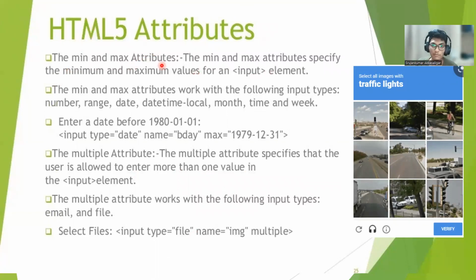Minimum and maximum attributes. The minimum and maximum attributes specify the minimum and maximum values for an input element. For example, you are taking the date, then take the input type as date, name equal to, suppose, birthday, and then you want to add a limit for it. Then set max equal to whatever date you want to put in. It may be 2003, 3, 1.